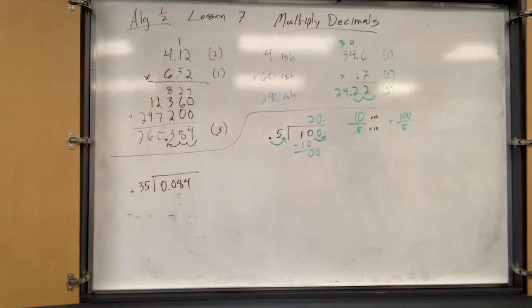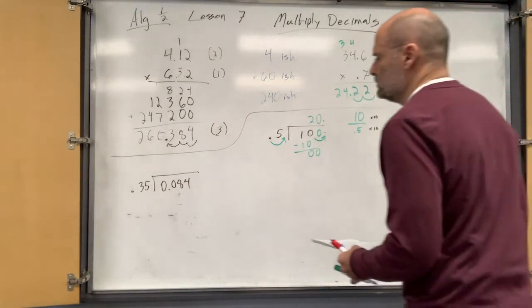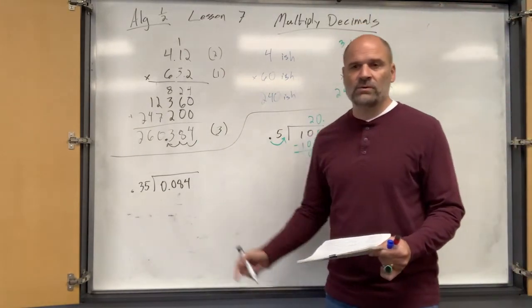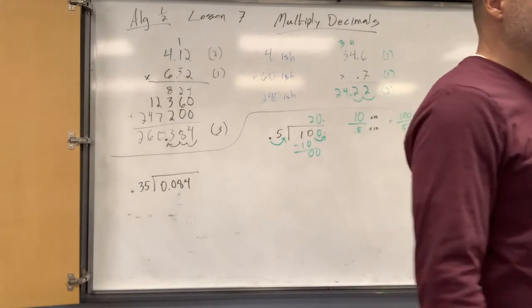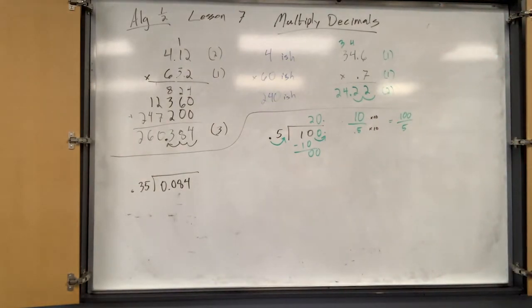Okay, we're doing this division problem. Wait, so if we move the 35 over twice to make it 35 point, then do we move the other decimal over twice? Yep, that's it. So it's 008.4.